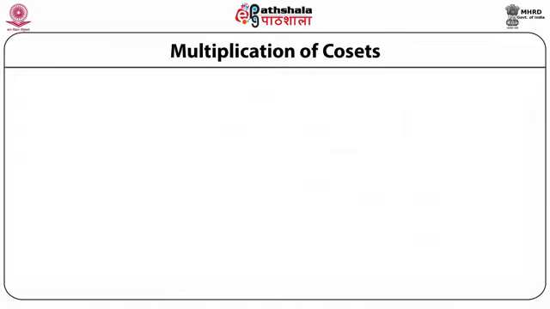Now, if a group has no non-trivial subgroup, what are the trivial subgroups? Trivial subgroups are the identity and the full group G itself. So, if there is no group which has any other subgroup apart from the identity and the whole group itself, then the group is called a simple group. We will now discuss multiplication of cosets.